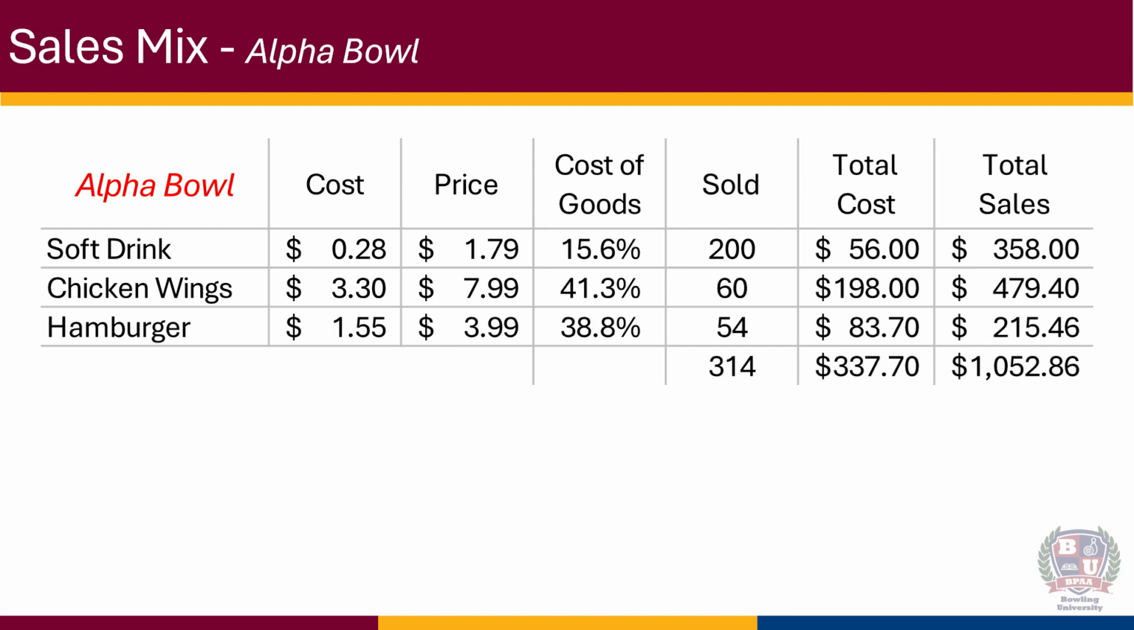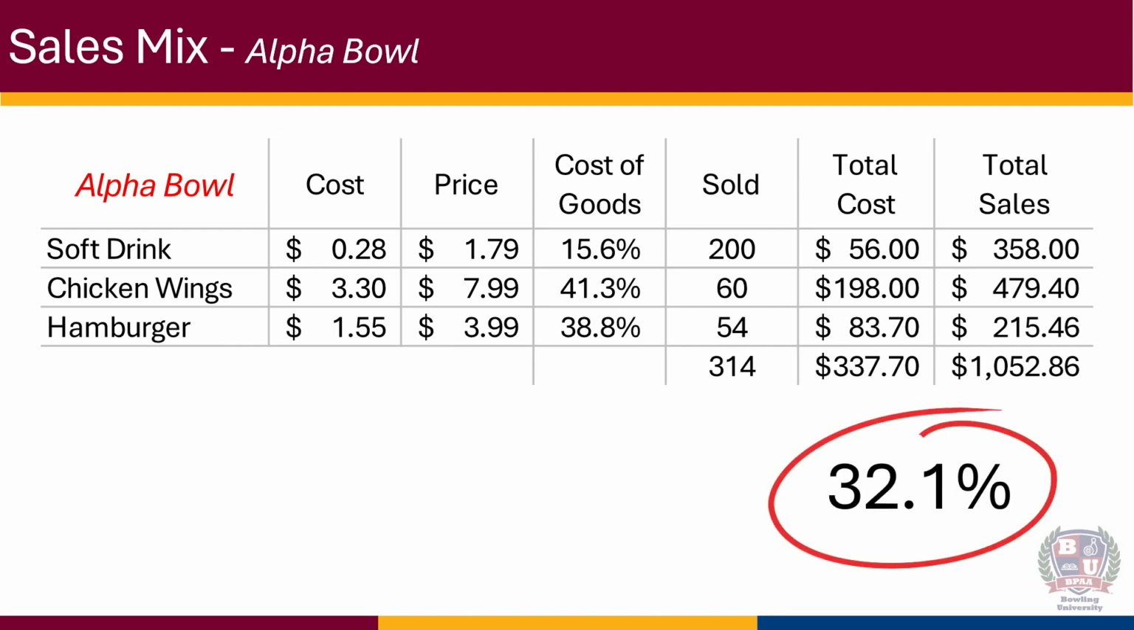Okay, this is a real simple menu, and it's right off of the sales mix report we had. This is what it gave us, and I have these 3 items. Okay, and there's my cost. So I've got soft drink, I've got chicken wings, and I've got a burger. And my cost is what you see there, 28 cents for that soft drink, and so on. The price is what I'm charging for it, and let's just assume this is a great, it's not reality, but that's what I'm getting every time, $1.79. So when I get that, that's what my cost of goods would be, 15.6%.